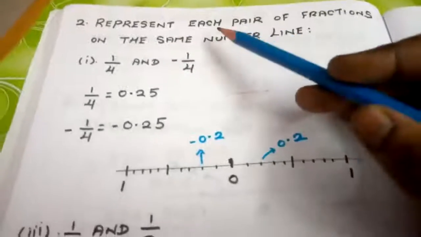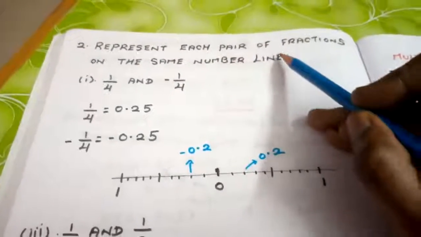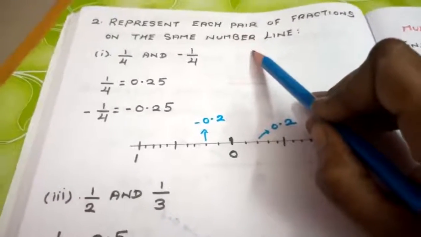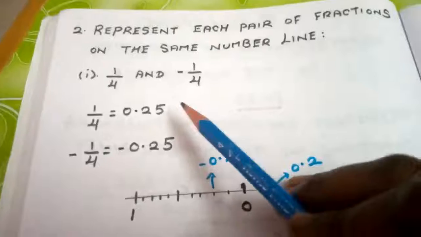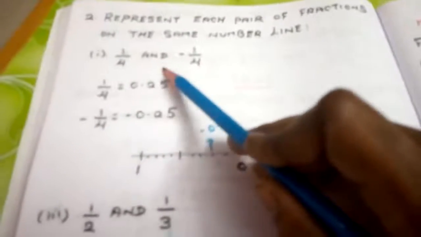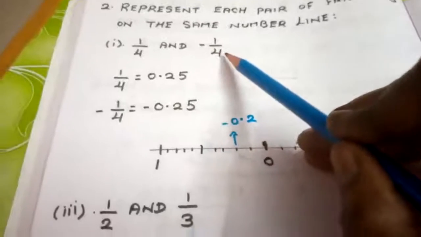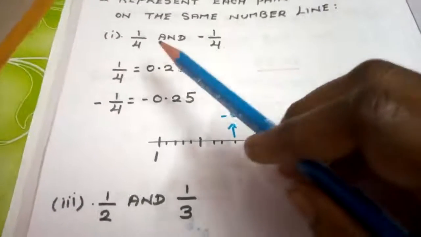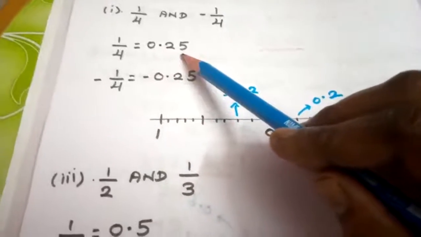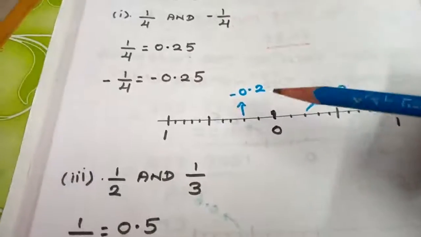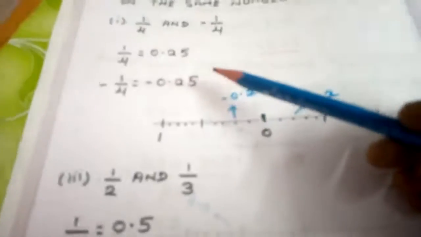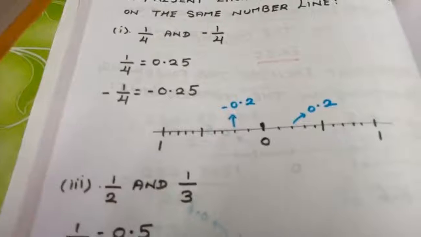Question number 2. Represent each pair of the fractions on the same number line. You are going to do the sum the same way, but here I will have two values, 1 by 4 and minus 1 by 4. When I divide 1 by 4, I get the value 0.25. The approximate value I am going to mark as 0.2 or you can mark it as 0.3. We are just marking an approximate value.